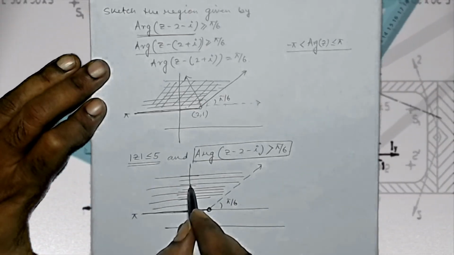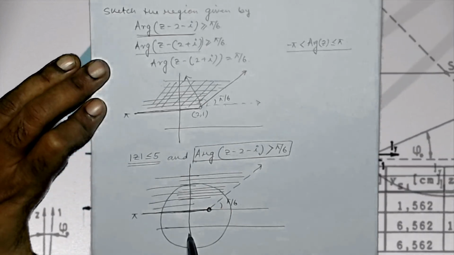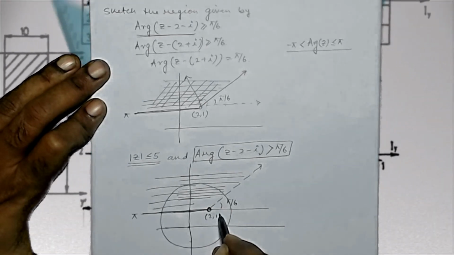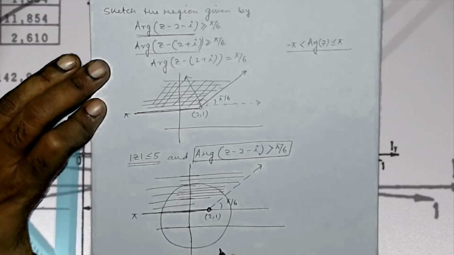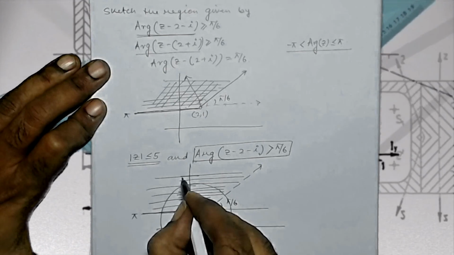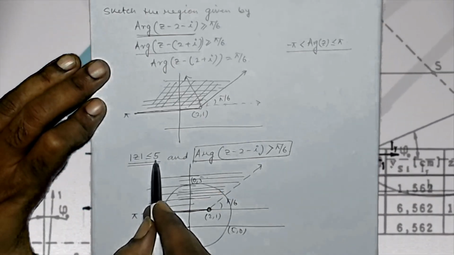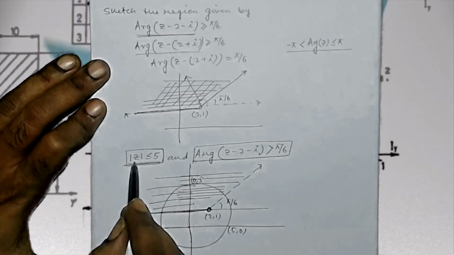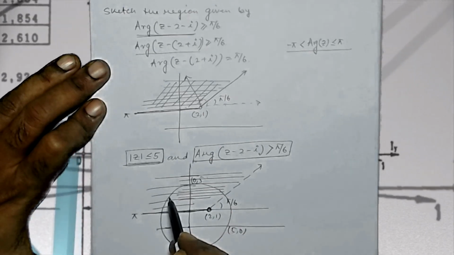Now let us consider mod z is less than equals to 5. Mod z equals to 5 is basically a circle whose center is at the origin and radius is 5 units. Now this point is 2, 1. This point is very much within the circle, right? Because this point is 5, 0. This point is 0, 5. Okay, but mod z is less than equals to 5. Means for this inequation, your z will lie anywhere inside this circle.